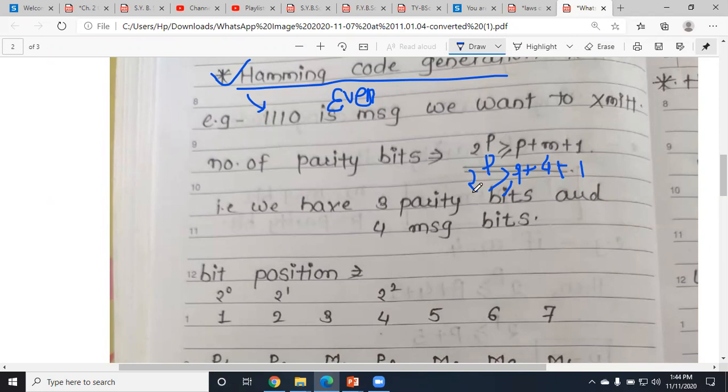If I consider p is equal to 3, now tell me, 2 raised to 3 is how much? 8. Is 8 greater than or equal to 3 plus 5? 3 plus 5 is also equal to 8. So at least the equal to condition is going to be satisfied here, right? 8 is equal to 8. So what we are going to do is consider our parity bits equal to 3, right?